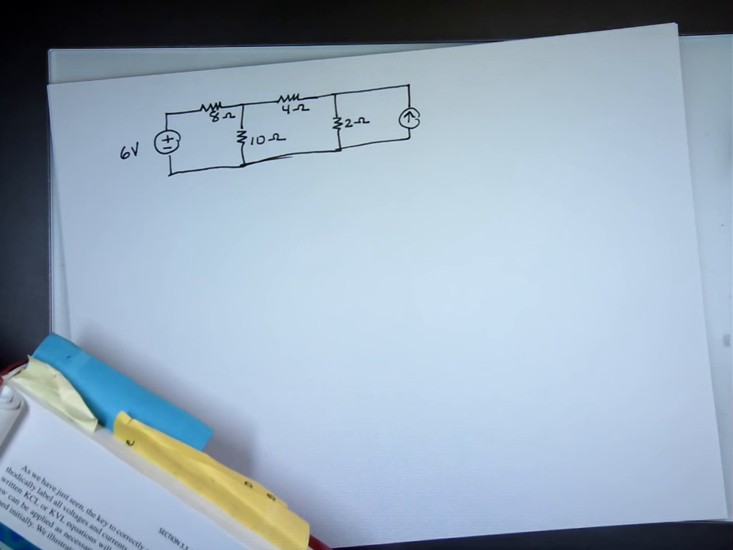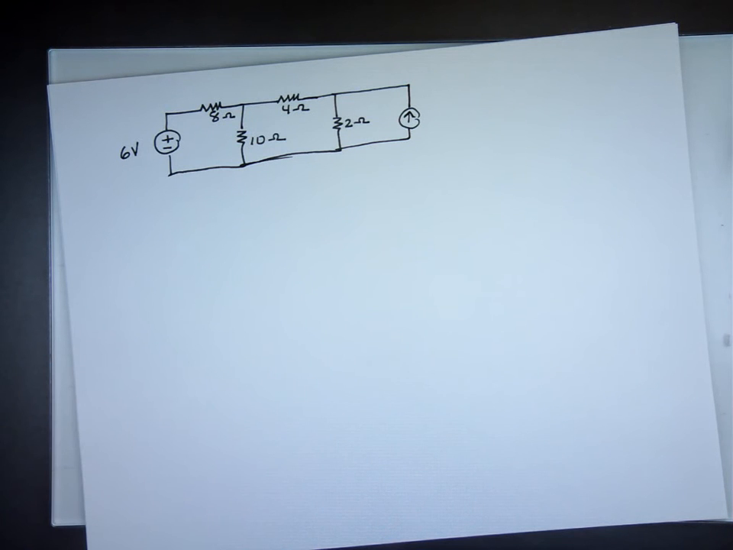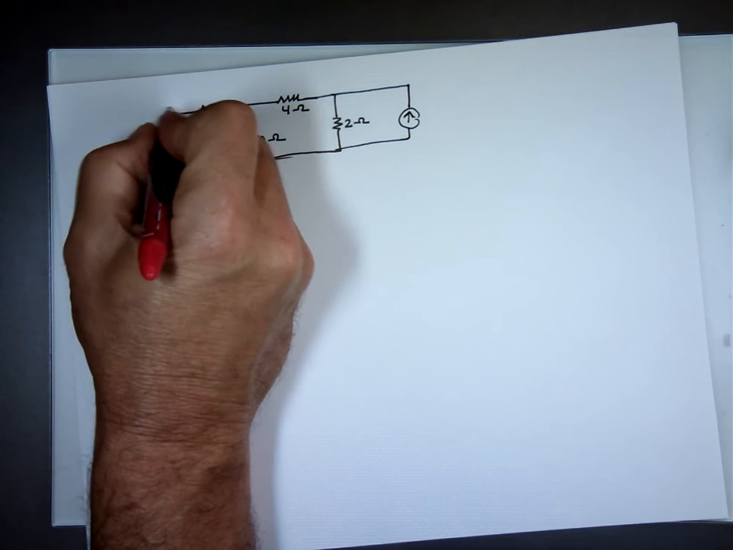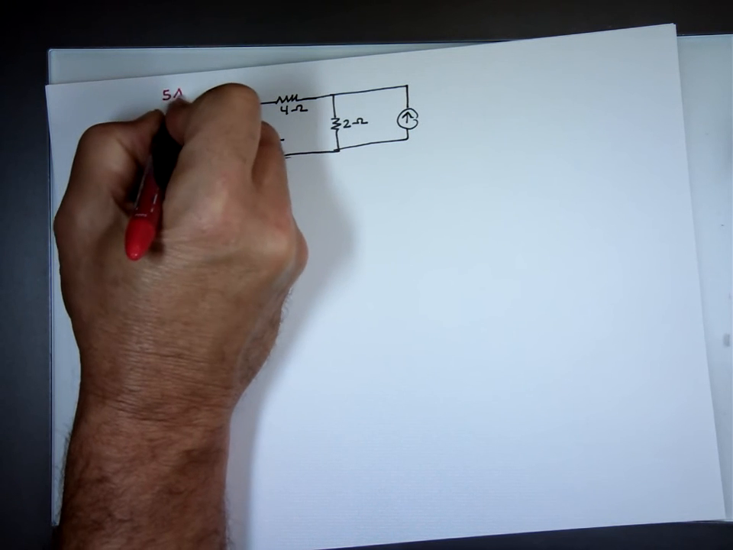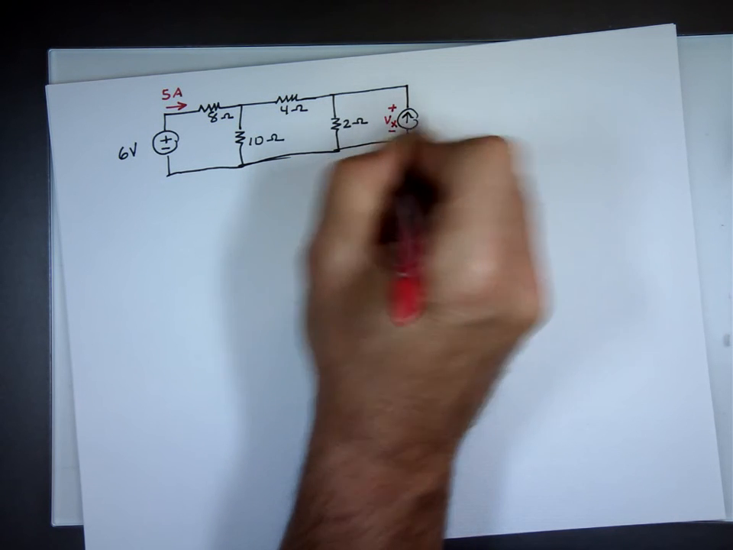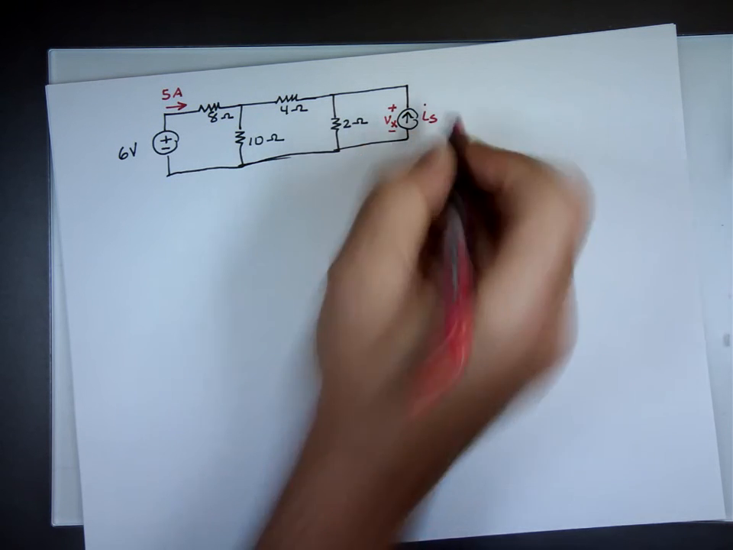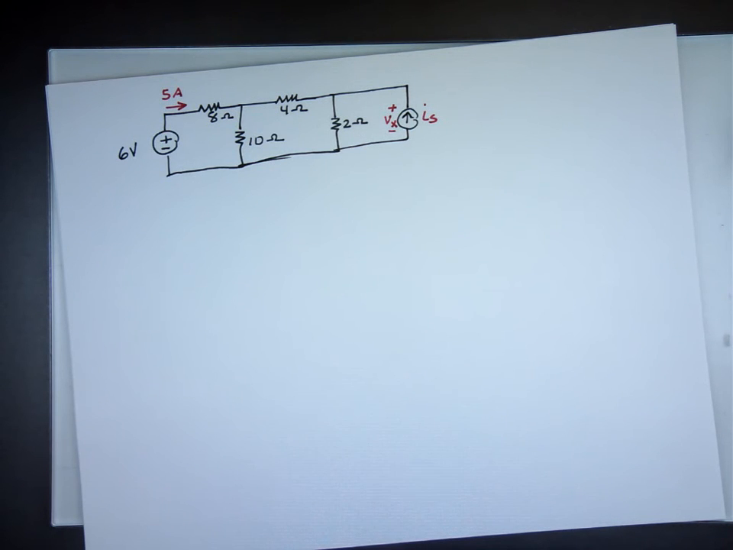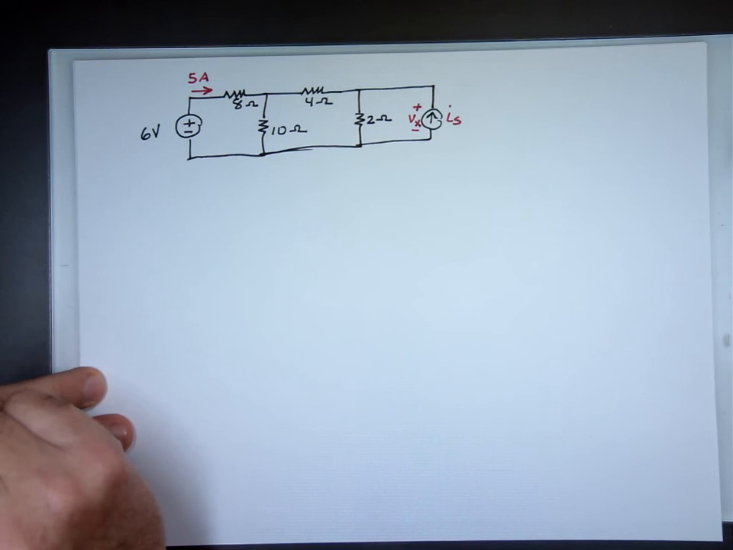It says find Vx. They give me one more thing, that the current going this way is 5 amps. And what they want to know is, what is the voltage here? Vx. This is I sub S, source. We don't know what the value of it is. They're not asking for it, but maybe we can find it too. So we have a source pushing, and they're not telling us how big that source is. All I know is the current going this direction is 5 amps.